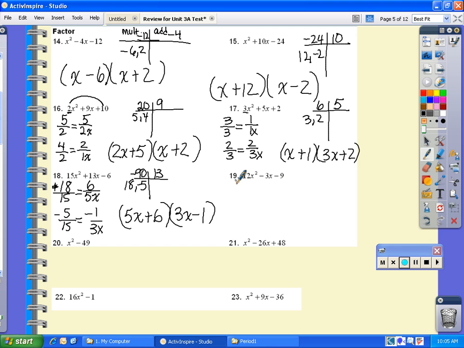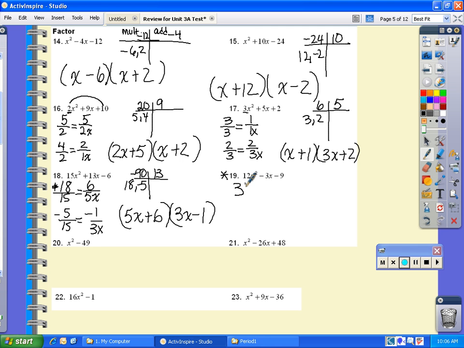And number 19 is a little bit unique because if you notice there is a GCF of all of these, so it's probably better to take out the GCF. Now you could do this problem with doing 12 times negative 9, that adds up to negative 3, but you're going to be working with a lot bigger numbers.